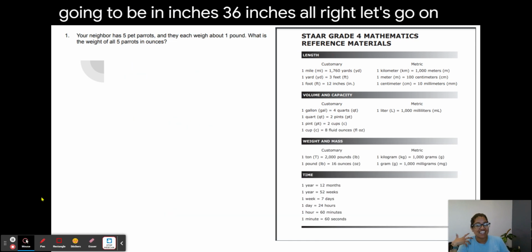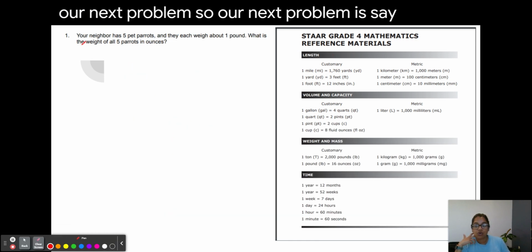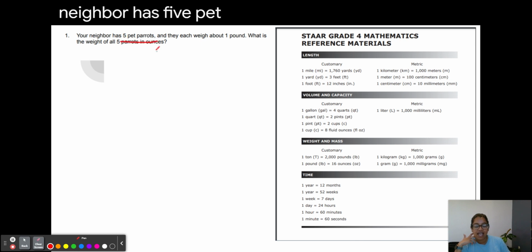All right, let's go on to our next problem. Our next problem says your neighbor has 5 pet parrots and they each weigh about 1 pound. What is the weight of all 5 parrots?